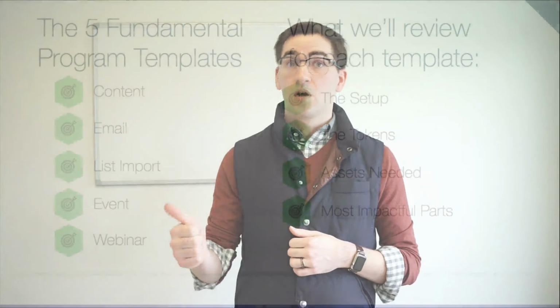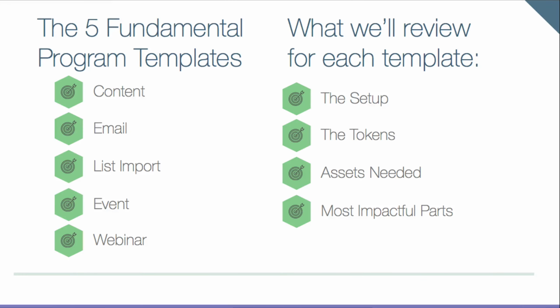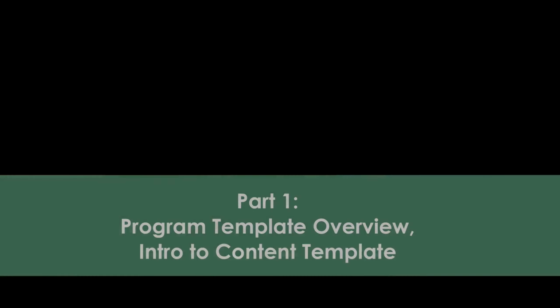In this video, we set it up so that you can skip around to whichever template you're actually focusing on building. And within each of those templates, we're going to be talking about a few different sections. Those include the setup, the tokens, the assets that you need, and the most impactful parts of each of those templates so that you can focus on what actually matters and not on a thank you subject line. So let's get into Marketo and start with the first template, which is the content program template.